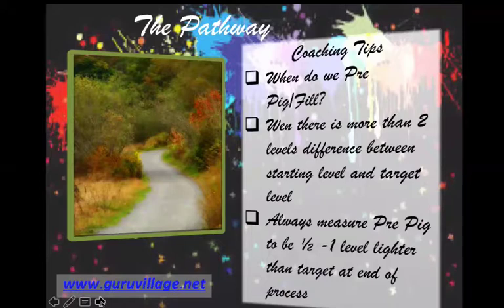All right, always measure pre-pig to be a half a level to a level lighter than the target at the end of the process. What does that mean? If my target's a level 5 and I'm filling the hair, I want to make sure that that fill at the end of the process is setting at least at a level 5.5 to a level 6. I want to be no more than a half a level to a level lighter than my target level.